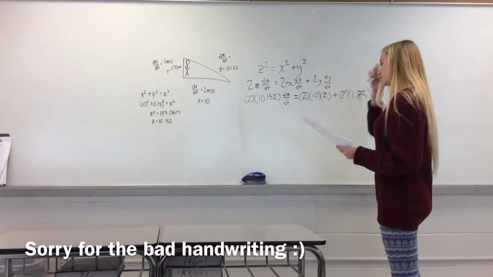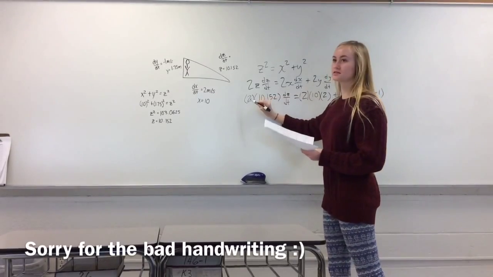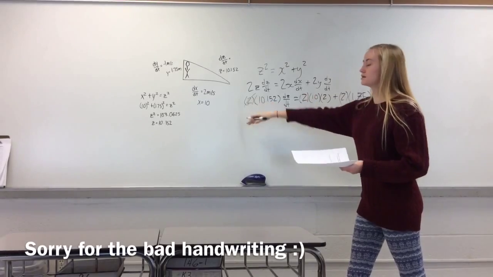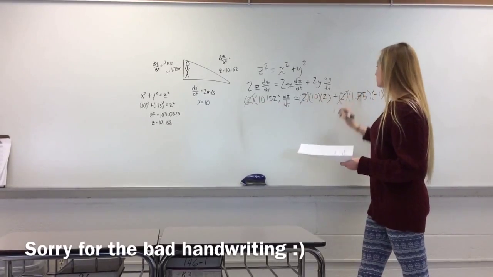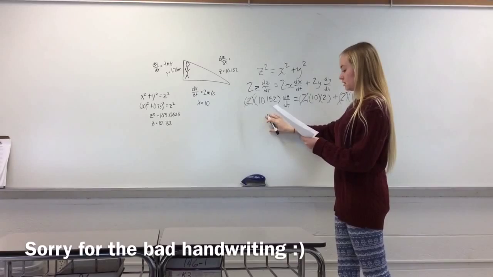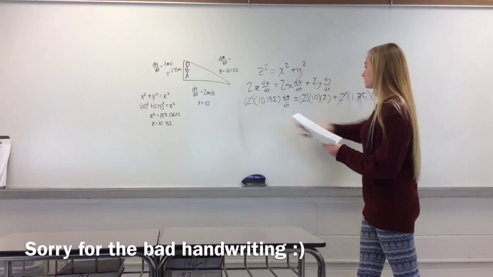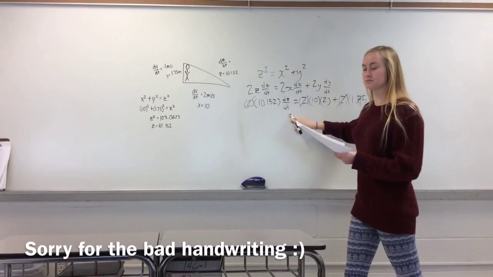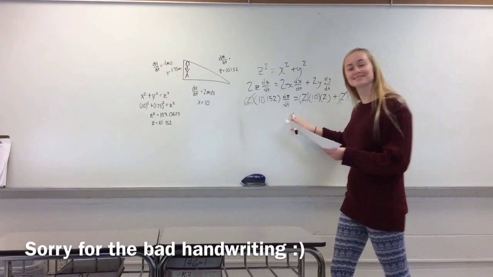So then you can go and you can cancel out all the 2's, because you can pull out the 2 over this side and take that 2 out. And so then what you would do is you take this value and you divide it by 10.152 to get the dz dt by itself.